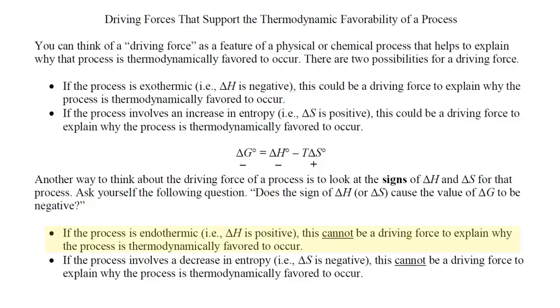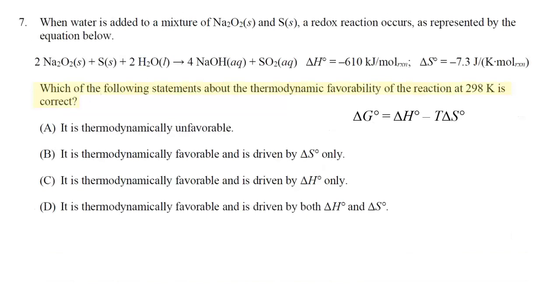But on the other hand, if the process is endothermic, that is delta H has a positive sign, a positive delta H cannot be a driving force to explain why the process is thermodynamically favored to occur. And then also, if the process involves a decrease in entropy, that is, the sign of delta S is negative, this also, a negative delta S, cannot be a driving force to explain why the process is thermodynamically favored to occur. So the only two possibilities for a driving force would be a negative delta H or a positive delta S. Let's go back and look at question 7.